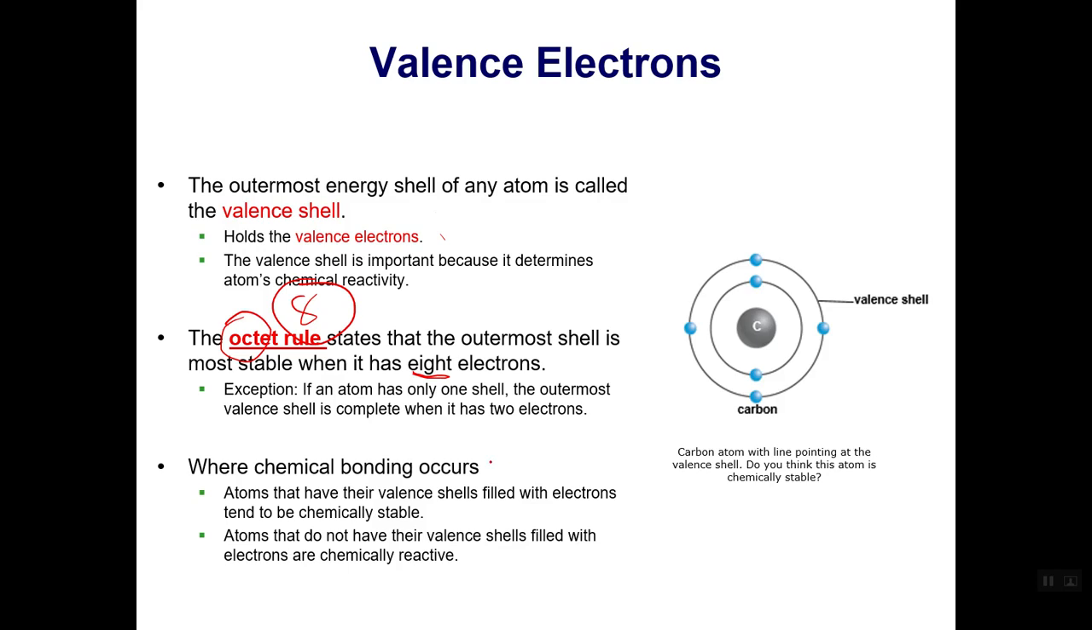Now, when our octet rule is not met, our atoms are chemically reactive. They're going to want to bind with other atoms in order to get the octet rule satisfied. All right, so again, when we do not have our octet rule met, our atoms will bind to other atoms in order to get their octet rule satisfied, to fill their valence shells with electrons to become chemically stable.